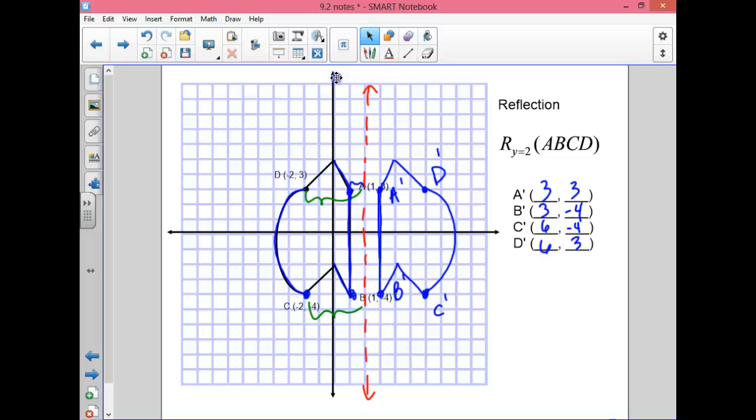All right, that is all. You have homework. It is the worksheet. Do only the circled problems, and we will recap this tomorrow.